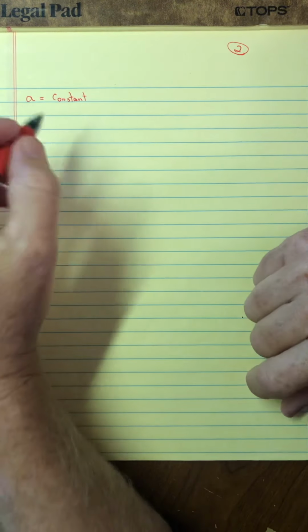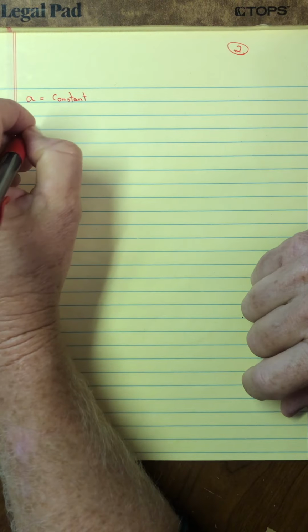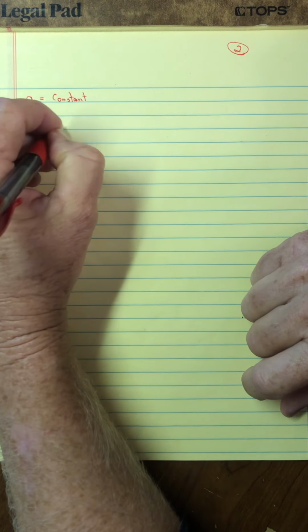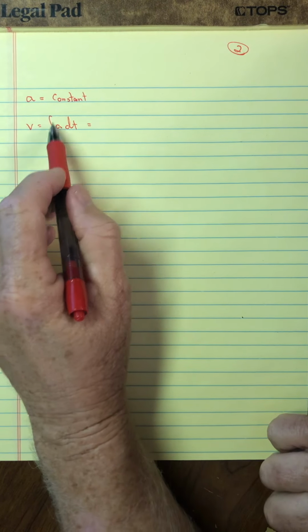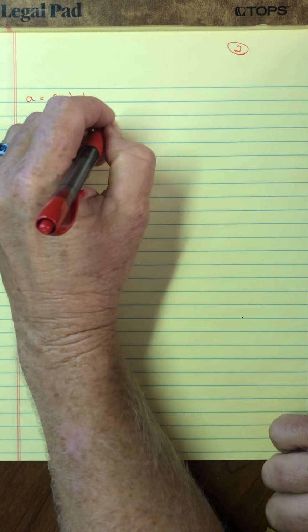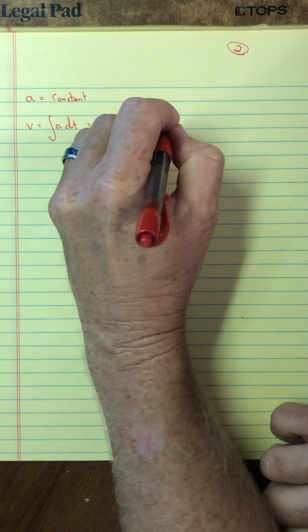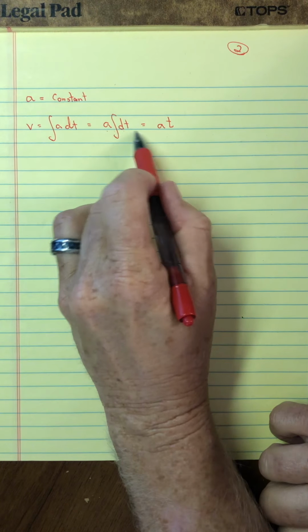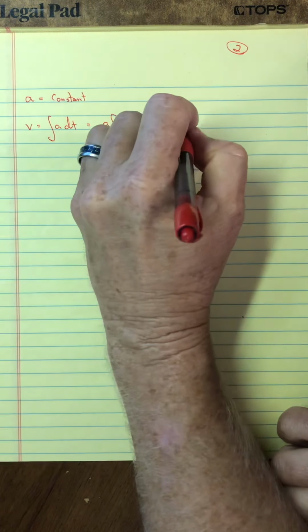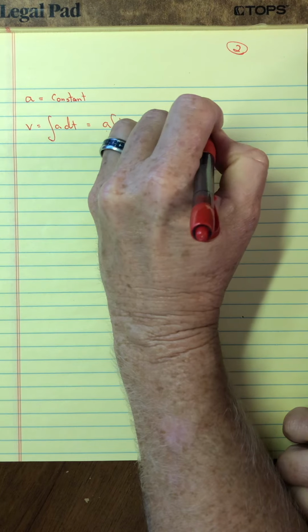So I go to integrate this, and I would say then velocity is the integral of acceleration with time. And since acceleration is a constant, I can pull it out in front. And then, of course, once I integrate just dt, I get t. And then, of course, don't forget a constant of integration.